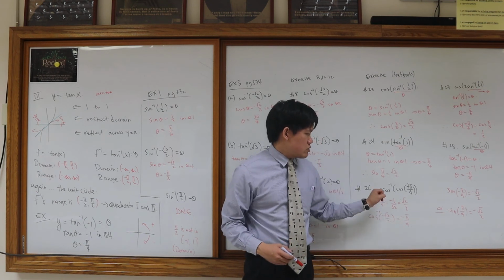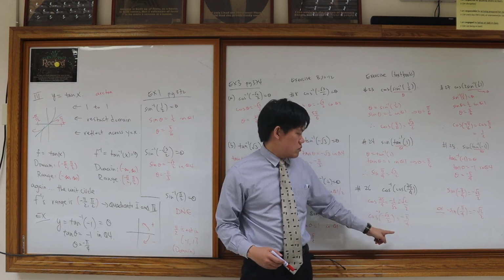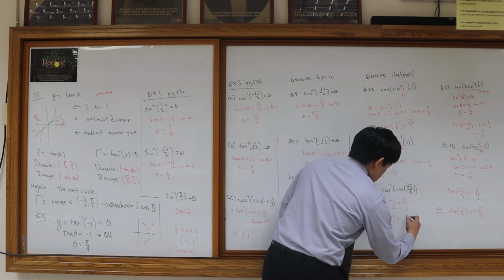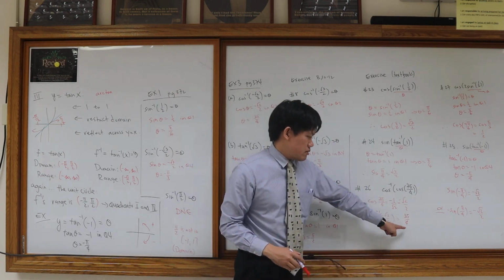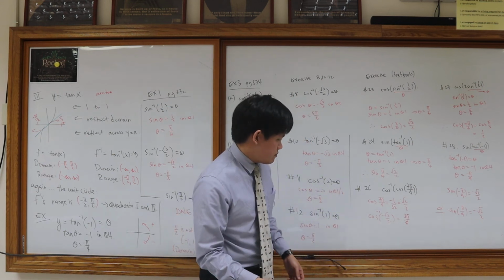Okay, what do we get out of this one? It must be between negative pi over 2 and positive pi over 2. No, 0 and pi in this situation. So this one comes out as 3 pi over 4. That's my bad. 3 pi over 4, because in quadrant 2, cosine is negative.